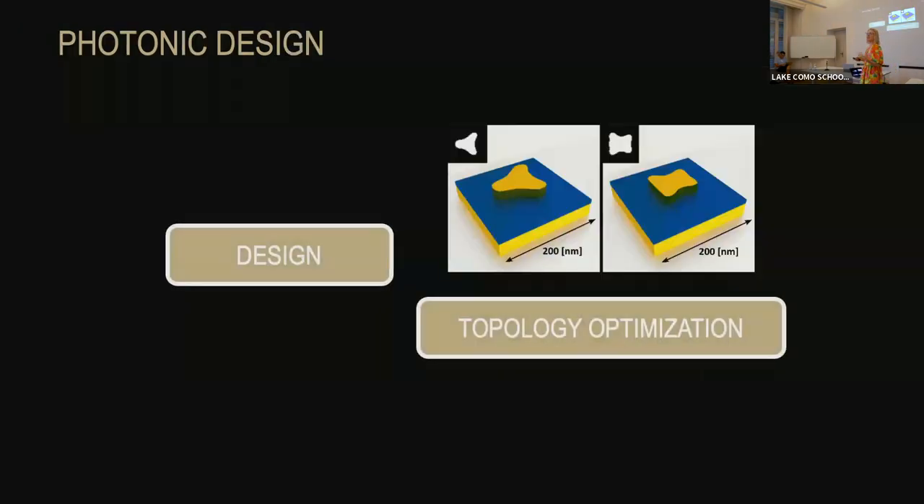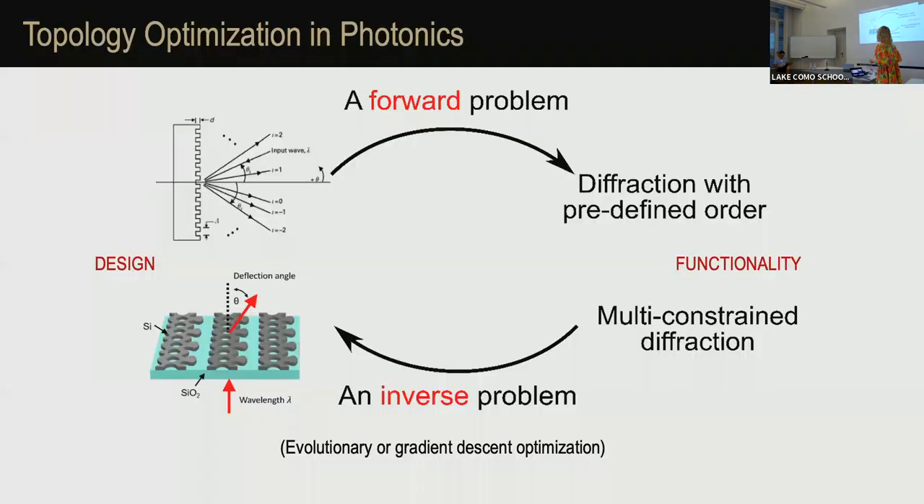So in most cases, that's not enough. No matter how much you vary the shape, you will not improve your functionality too much. So that's why people are using more complex tools to actually advance and solve an inverse problem. So you have a functionality, and then you can use either evolutionary or gradient descent-based optimization to find out what kind of structure can give you this performance.